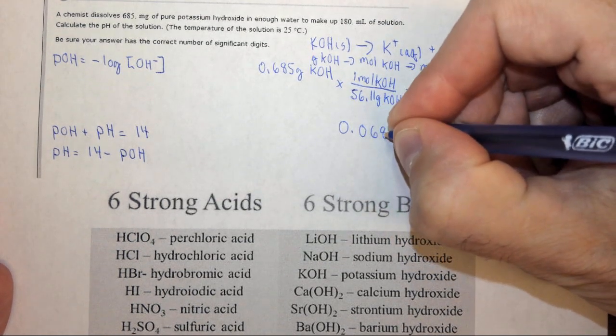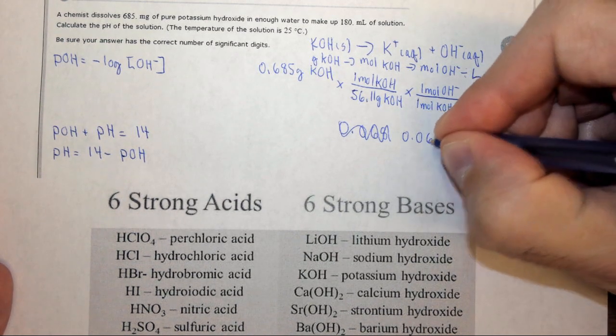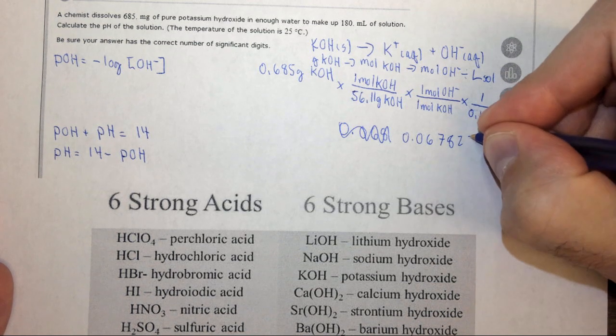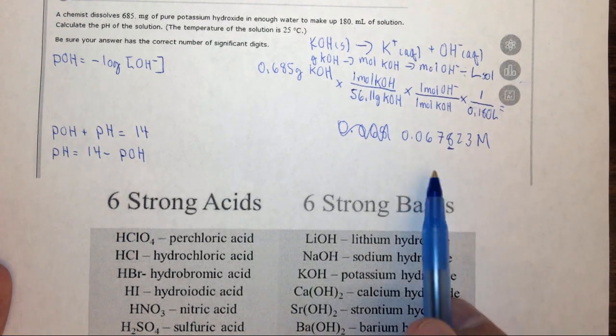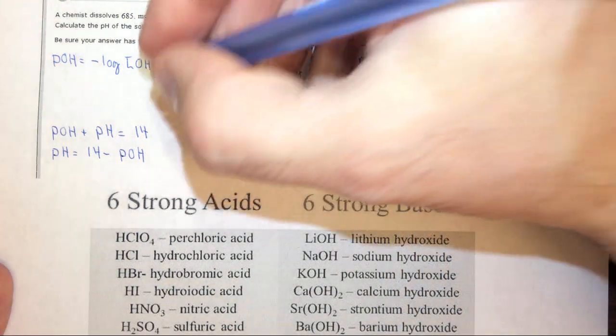0.067823 molar, where that's the sig fig right there. So this is the concentration of OH-. So we can plug it in here.